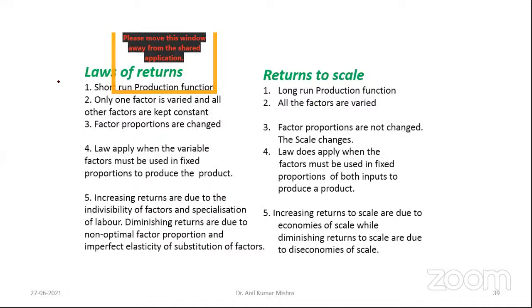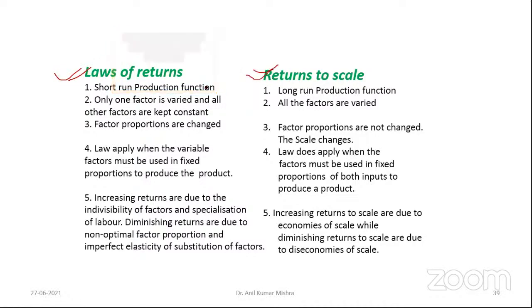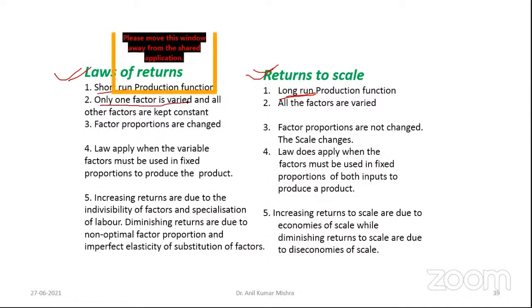Let's start with the short run. In the short run, it is called the laws of returns, or returns to a variable factor. It is called the returns to scale, because we have to change the scale. In the short run, it is the short run production function. This is called the long run production function. Obviously, this is a very simple concept. Here, only one factor is variable, other things remain constant. Here, all the input factors are variable. Nothing is going to be fixed. Almost all the input factors are going to be variable.